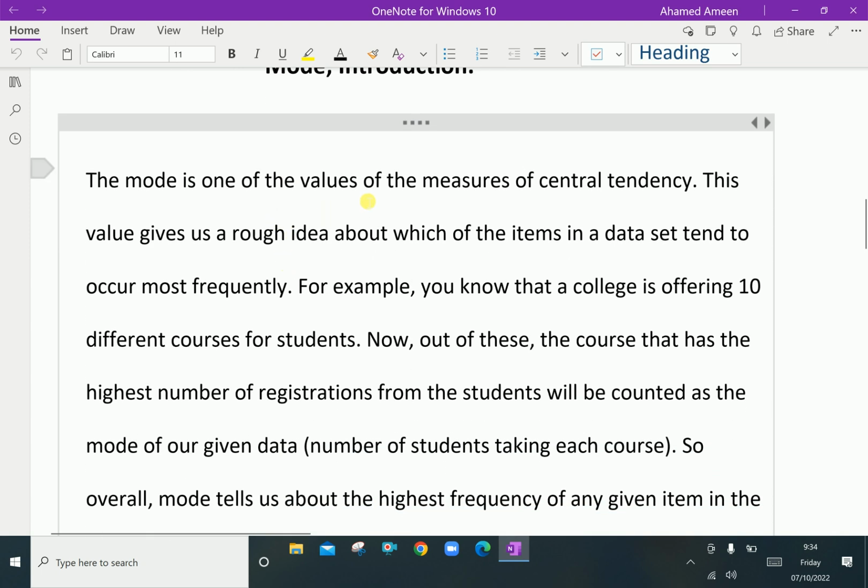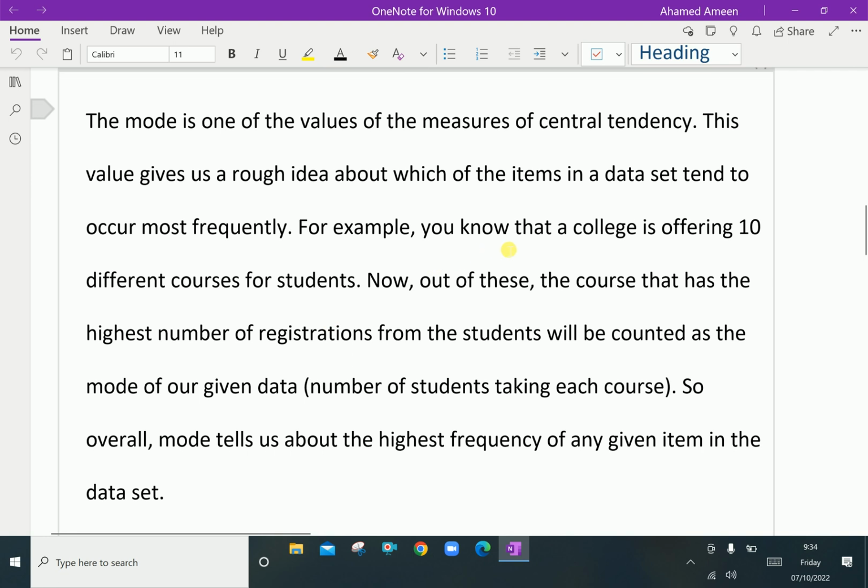Mode is one of the measures of central tendency. This value gives us a rough idea about which items in a data set tend to occur most frequently. So, the value which occurs most frequently is called the mode of that frequency distribution.